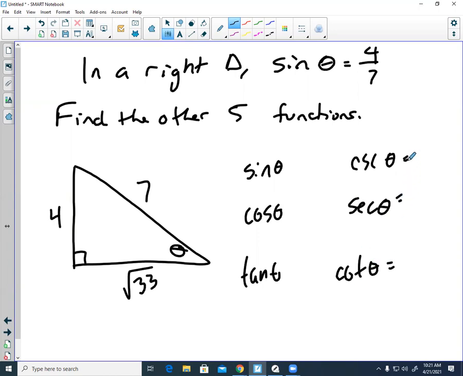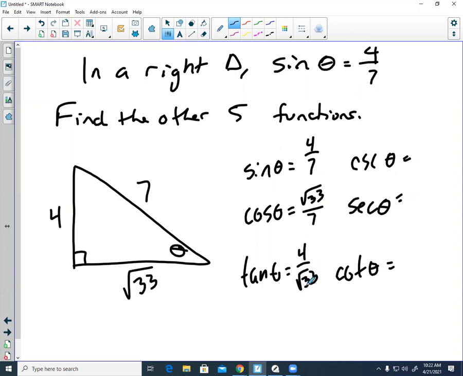And then it just turns into look at the picture and write down what's supposed to go where. So sine theta is going to be 4/7, that was given to me. Cosine of theta is going to be the square root of 33/7. And then tangent of theta is going to be 4 over the square root of 33.